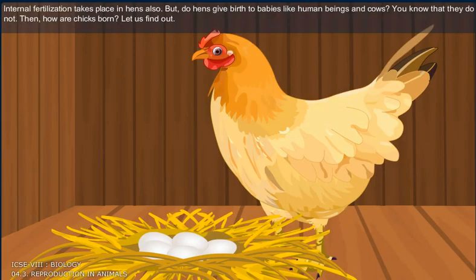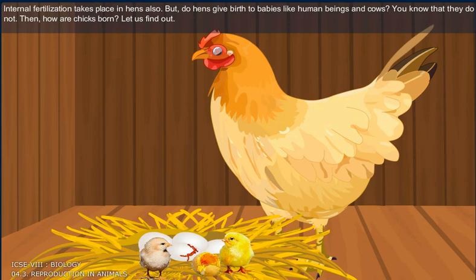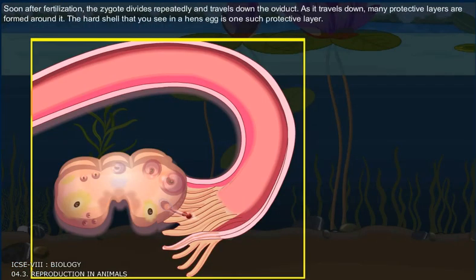Internal fertilization takes place in hens also. But do hens give birth to babies like human beings and cows? You know that they do not. Then, how are chicks born? Let us find out. Soon after fertilization, the zygote divides repeatedly and travels down the oviduct.